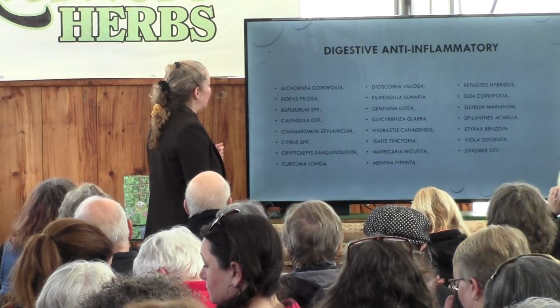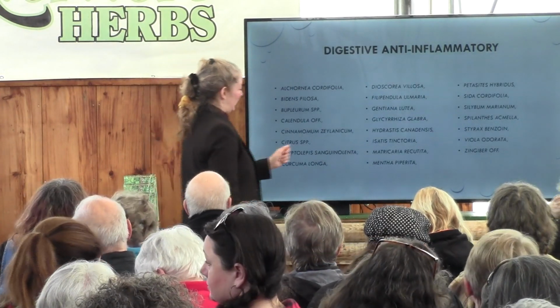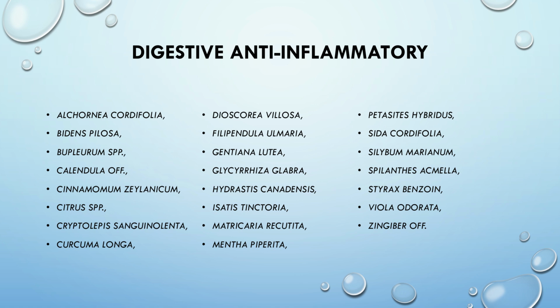What else is here that we use a lot? We use a lot of mint. Mint is cooling. Sometimes all people need, if they have a headache that's sort of climbing up, is a little bit of mint essential oil or tea. It can help just move things back down.